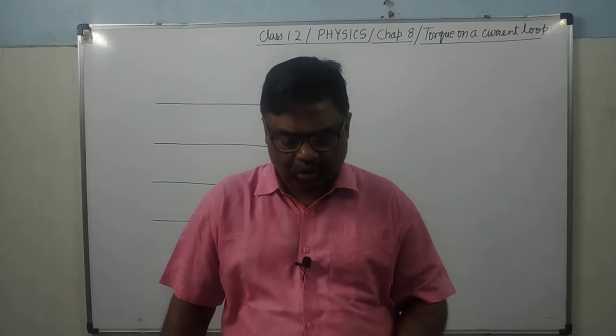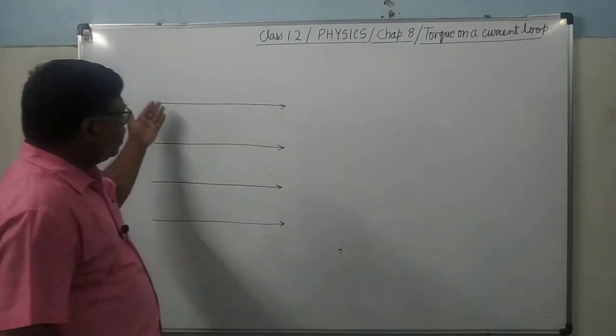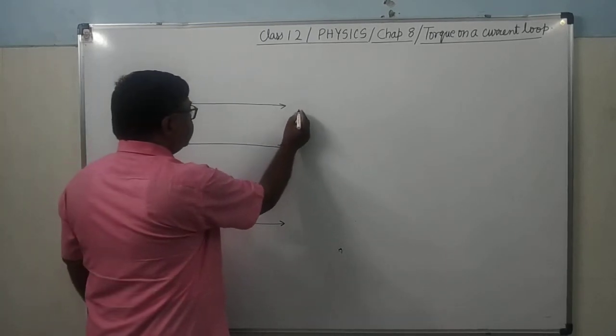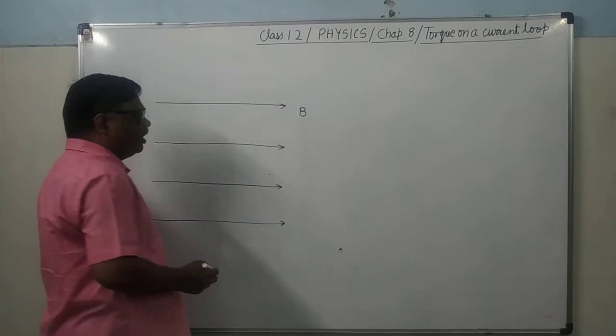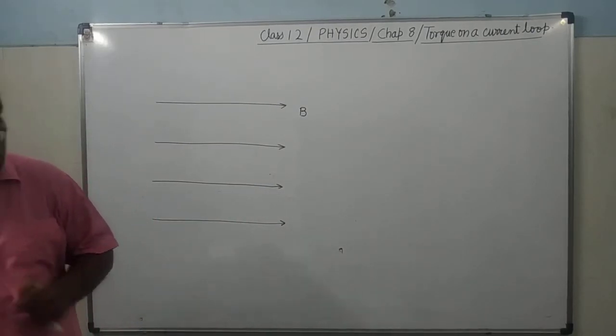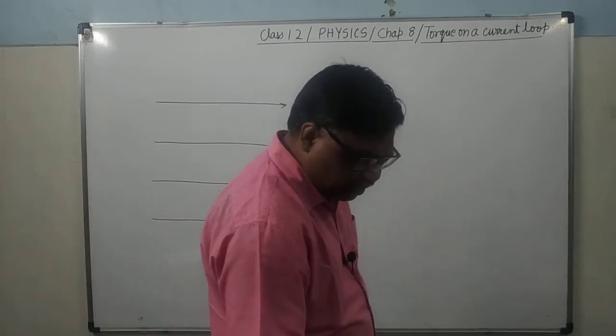It will be true. So see here, I have taken this uniform magnetic field B, and let at any instant the plane of the coil be such that the lines of force are tangential to the plane of the coil.